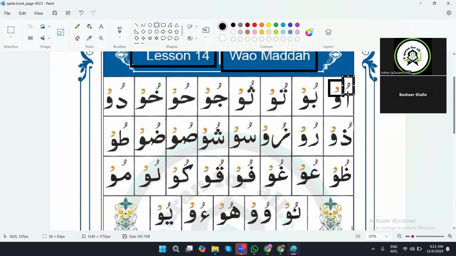Remember, I told you that whenever any letter comes with a sukoon on it, we call that letter sakin. For example, meem has a sukoon sign, so we call it meem sakin. If jeem has a sukoon sign, we call it jeem sakin. If ta has a sukoon sign, we call it ta sakin, right? Same as that, if wao has a sukoon sign, we call it wao sakin. So the definition will be when wao sakin comes after dhamma, then we call it Wao Madda, and now we stretch the previous letter for 2 seconds.